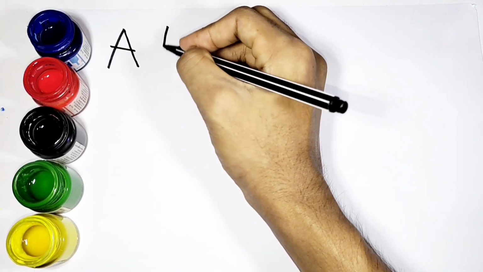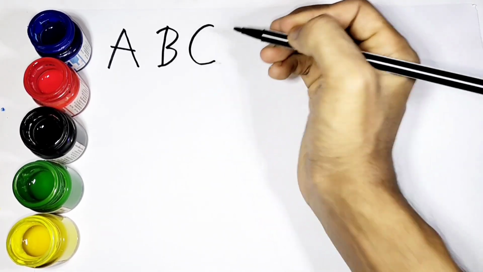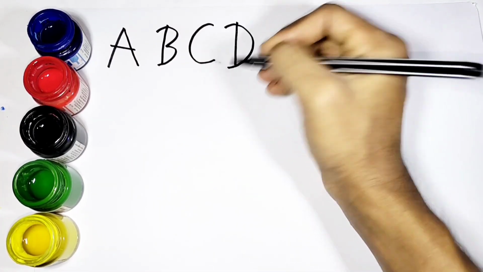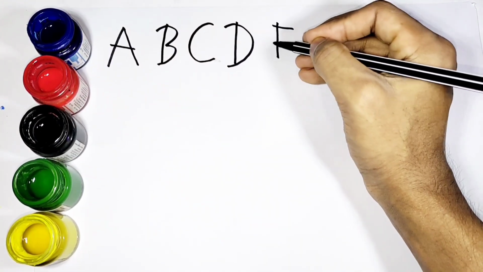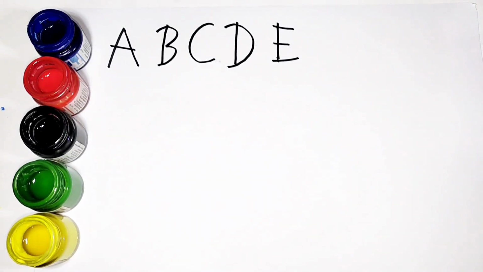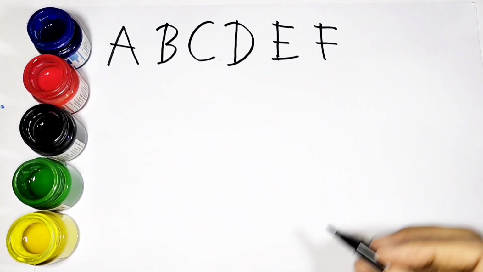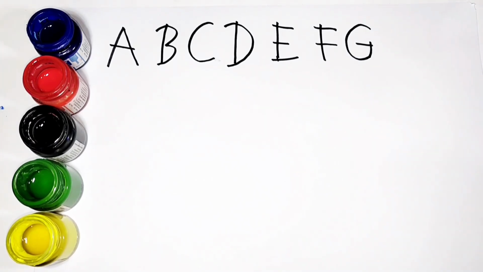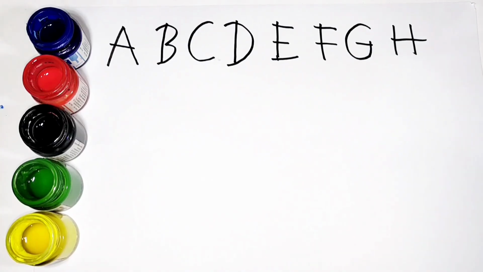A for apple, A for ant. Kids, the next one is B. And now we draw the alphabet C. C for cow, C for cat. The next one is D. D for dog, D for doll. E for egg, E for elephant. The next one is F. F for fish, F for fan. And the next one is G. G for God. The next one is H. H for hand.